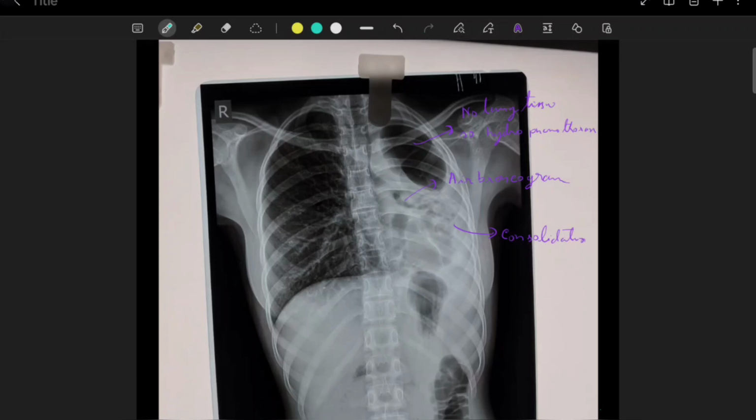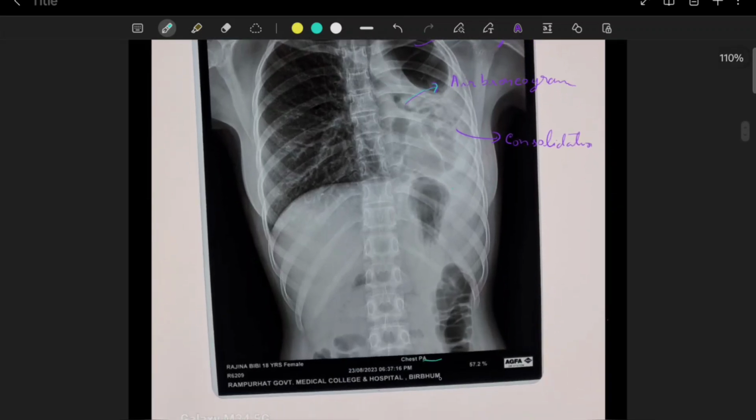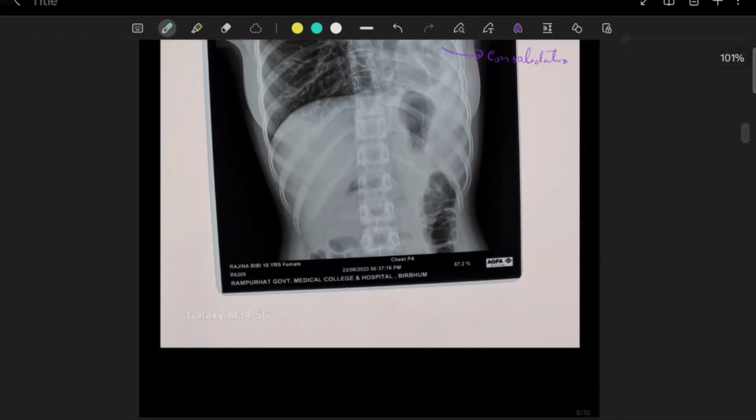Okay. So there is no lung tissue means it is a pneumothorax. And here you can see the air bronchogram. Okay. The air bronchogram, which is seen in pneumonia, and here it is the left-sided consolidation. Okay. Left-sided consolidation. So what to tell? Here it is the left-sided consolidation with left-sided hydropneumothorax. Okay. And air bronchogram is also seen, suggestive of a case of pneumonia affecting the left side of the lung. Okay.